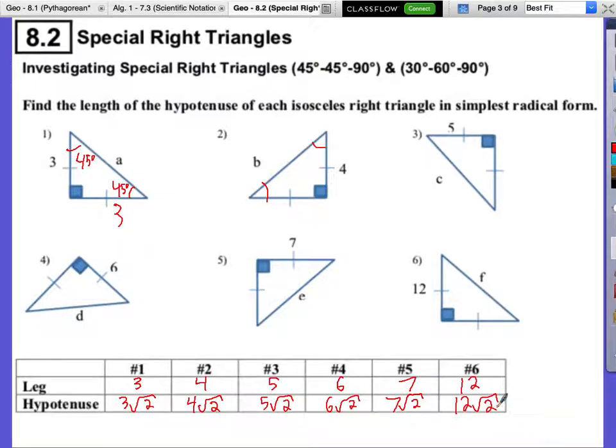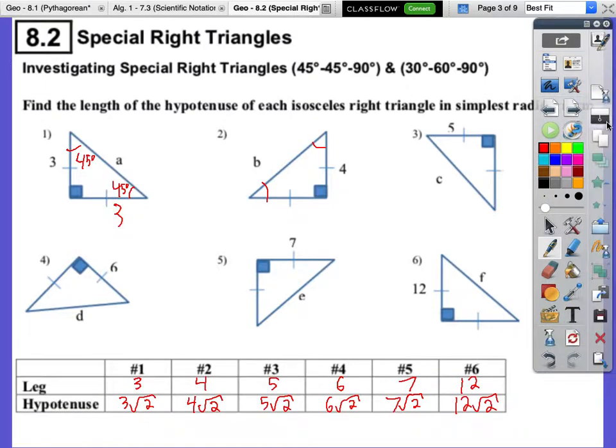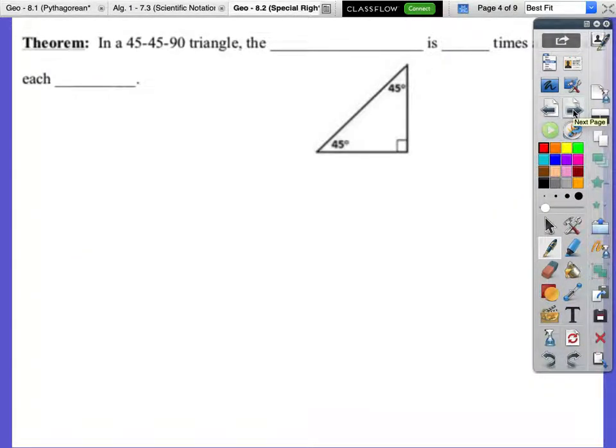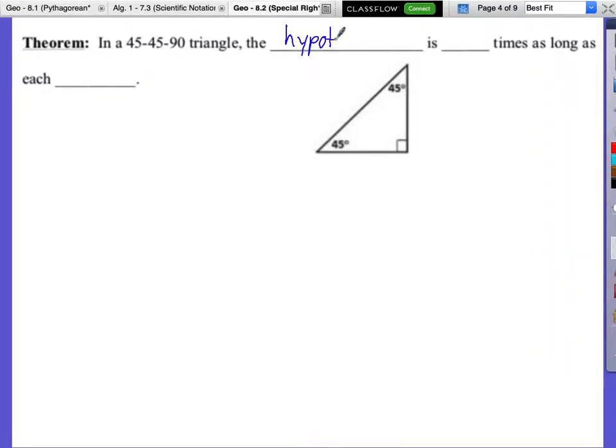Just a tad. Now, do we think this is just a happenstance, that it was only these 45, 45, 90 triangles? No, it's going to be every 45, 45, 90 triangle. That's why it's a special one. So in a 45, 45, 90 triangle, the hypotenuse is square root 2 times as long as each leg.